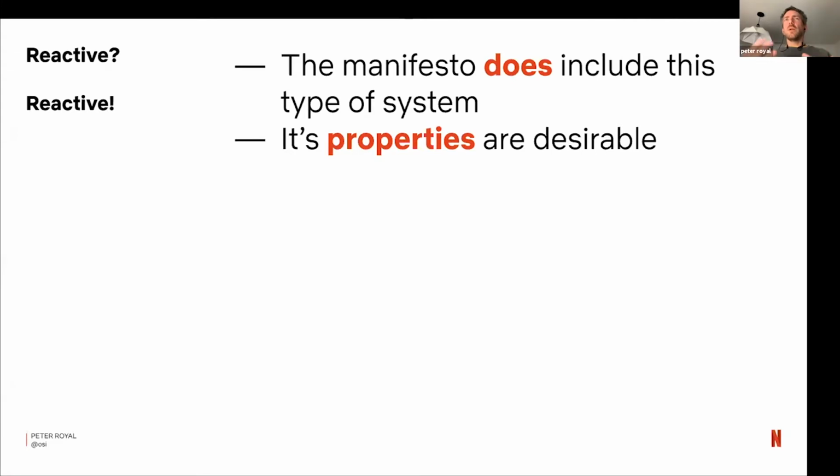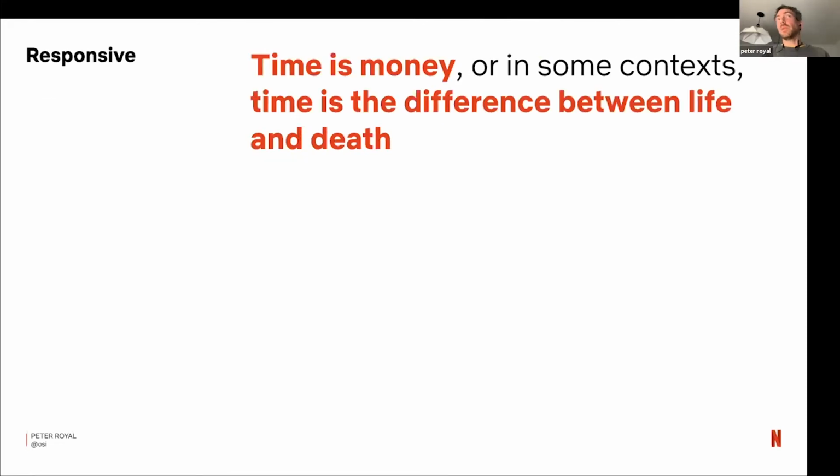And talking about a business system as reactive, you may not immediately jump out and say, this is the type of system that I want to build. But I think there's a strong argument that the properties of a reactive system are desirable when building business applications. And responsiveness is a key and straightforward one.